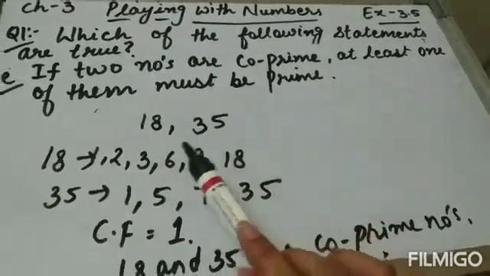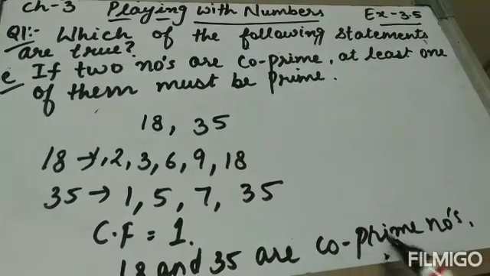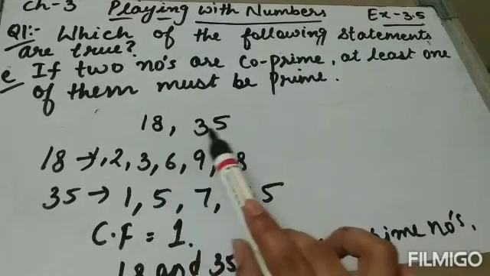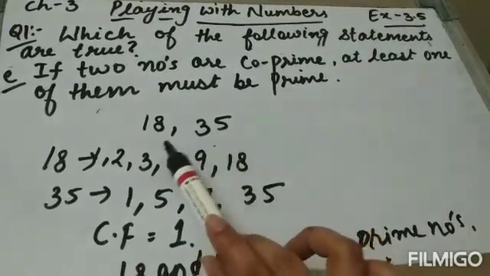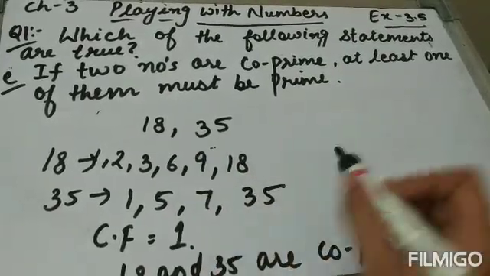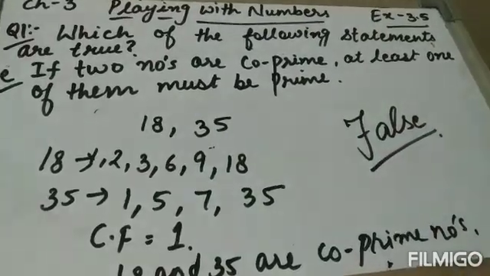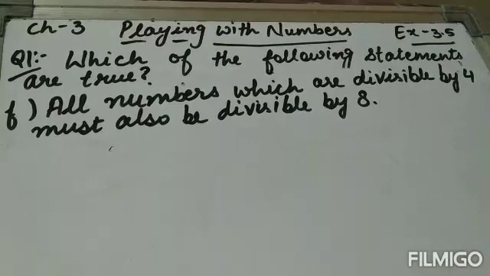But ये दोनों नंबर 18 and 35, these numbers are co-prime, but दोनों के दोनों क्या है, इनमें से कोई भी prime नहीं है. Neither of them are prime. Both these numbers are composite numbers, so this statement is totally false. Okay, this statement is totally false.